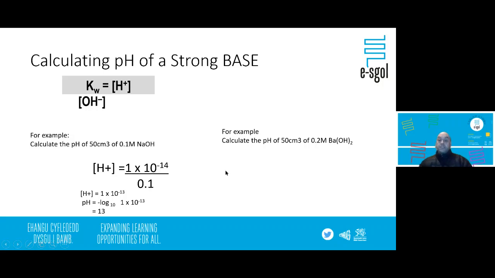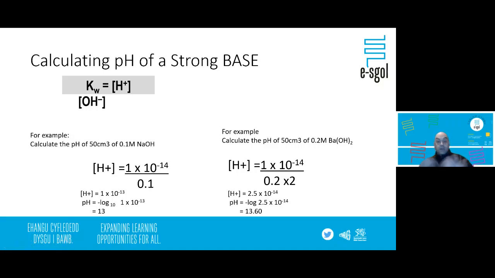If you've got a strong base, it's like your sulfuric acid. For every mole of base, you've got twice the number of moles of hydroxide ions. You can see here what I've done is I've taken the concentration of my base, 0.2, but I've doubled it because for a mole of barium hydroxide, 2 moles of hydroxide ions are produced. You can see there we get a different pH, a higher pH, of course.